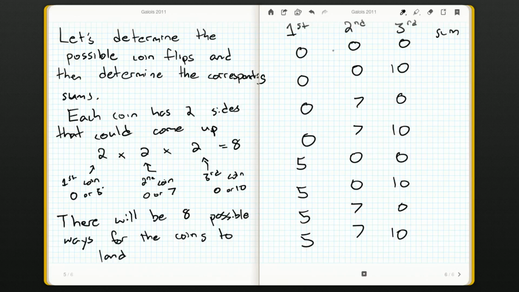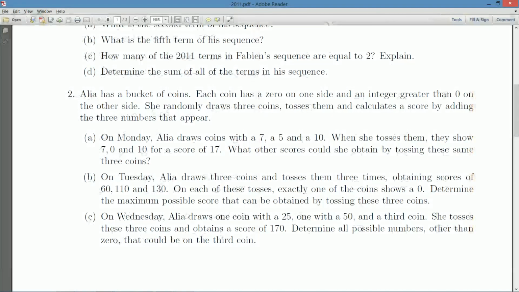So let's figure out these sums. 0 plus 0 plus 0 is 0. Here we have 10. 7, 17, that's the one that we were talking about. That's the one they gave us. 5, 15, 12, and then 5 plus 7 is 12, plus 10 is 22. So we want the other scores.